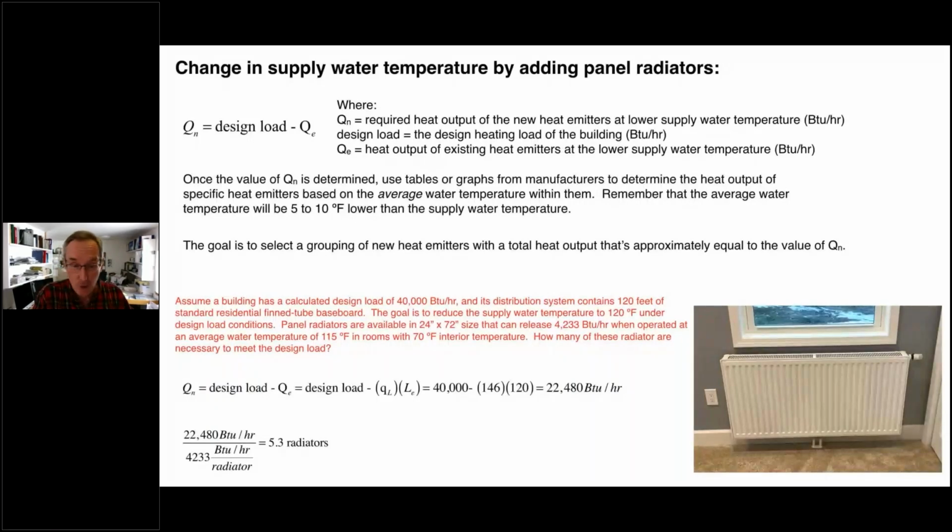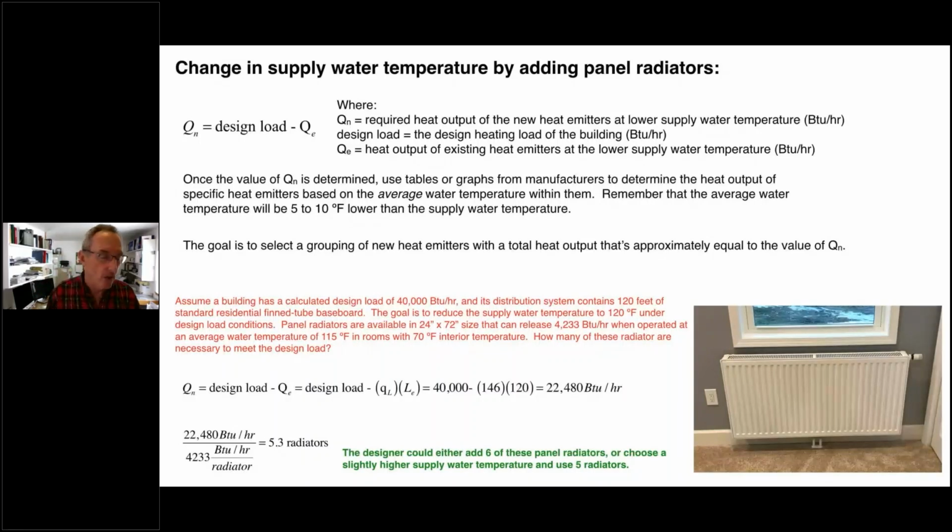Now, that could be a fan coil. If that fan coil put out 4,233 BTUs per hour at that same temperature, the math would be identical. So it tells you basically, I need 5.3, and obviously you're not going to buy 6 and cut one off. You could either go to 6 of them and go to a slightly lower water temperature, or use 5 and go to a slightly higher water temperature. So you can see this is pretty simple from a mathematical standpoint. Again, it's based on leaving everything that's there in place.